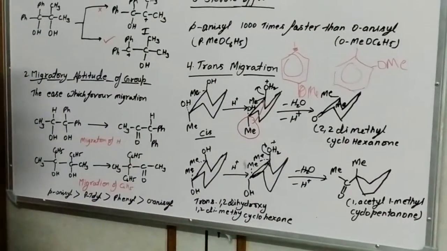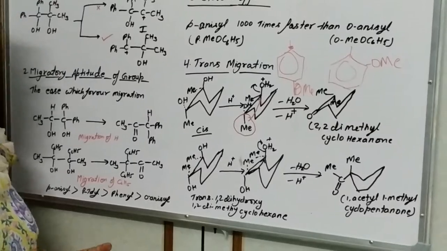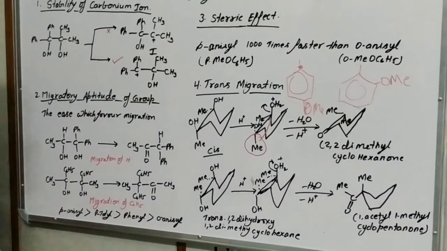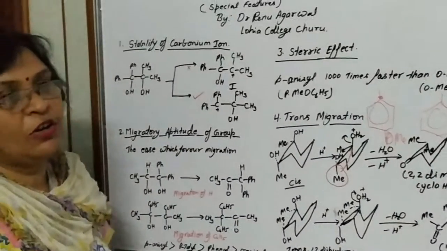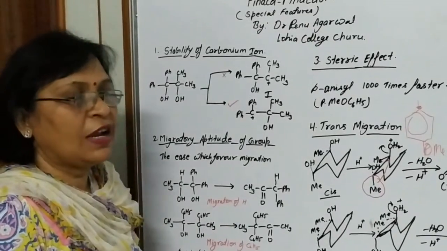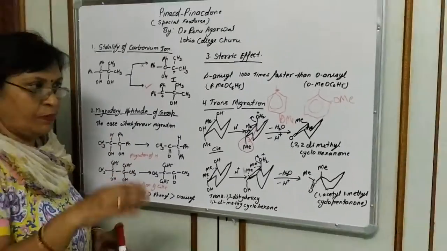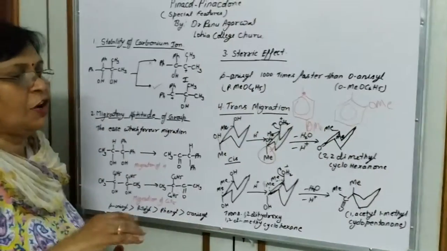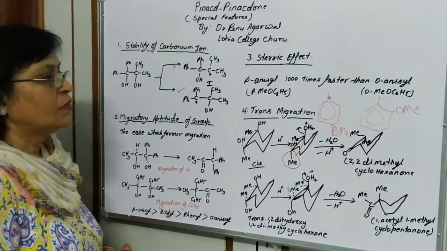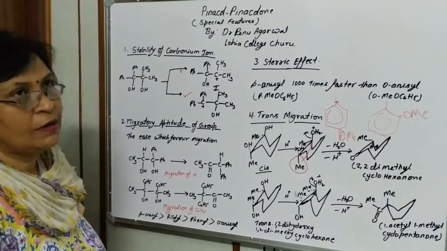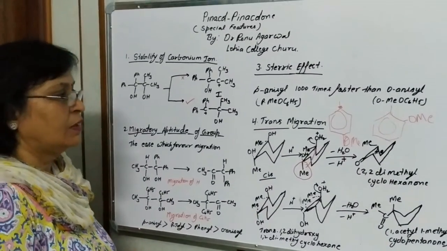Fifth one is intramolecular migration, which we have already studied. In intramolecular migration, the migratory group never leaves the proximity of the molecule. Therefore, that one is known as intramolecular, which we have studied previously.